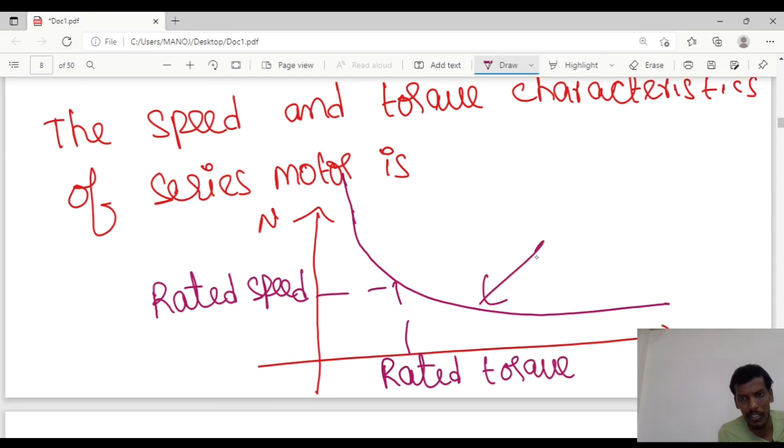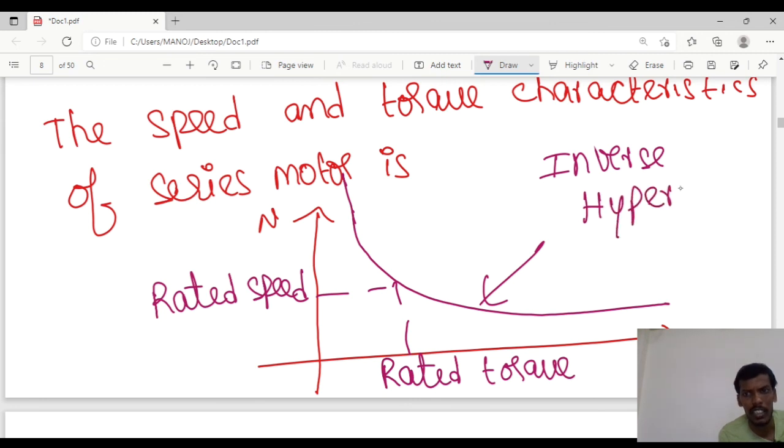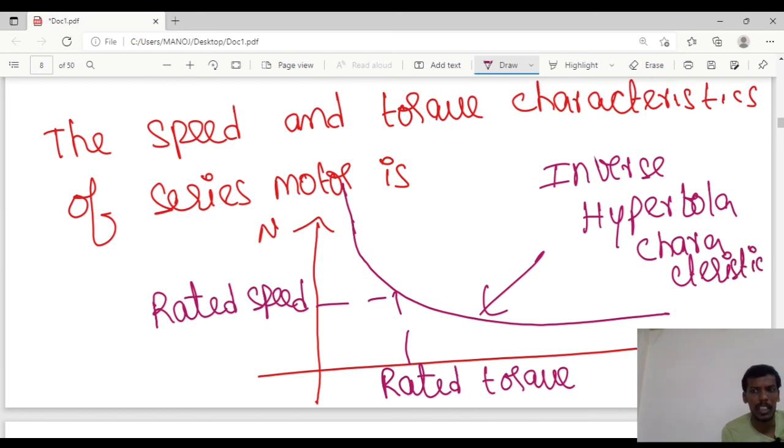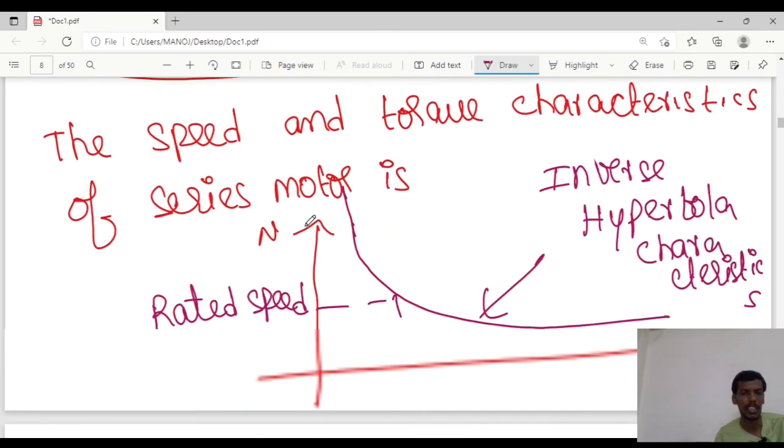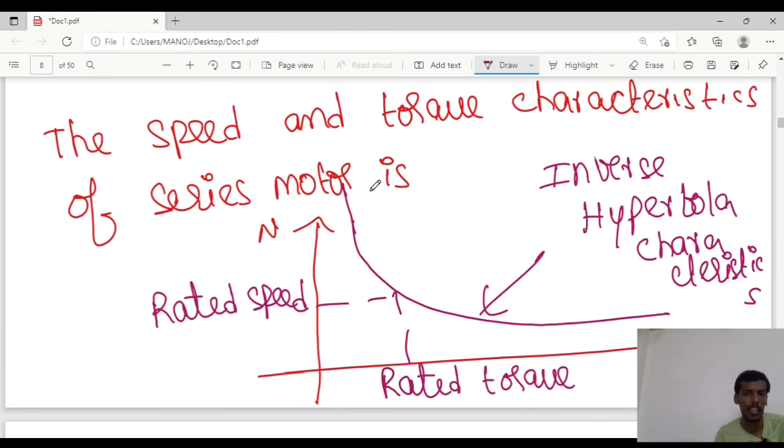So these characteristics we represent as inverse hyperbola characteristics. This is the speed torque characteristics of the series motor, and this is the rotor speed: Ea by root of Kaf into root T minus Ra by Kaf. This is the speed of the series motor. So we have found the speed torque characteristics as well as the speed of the series motor.